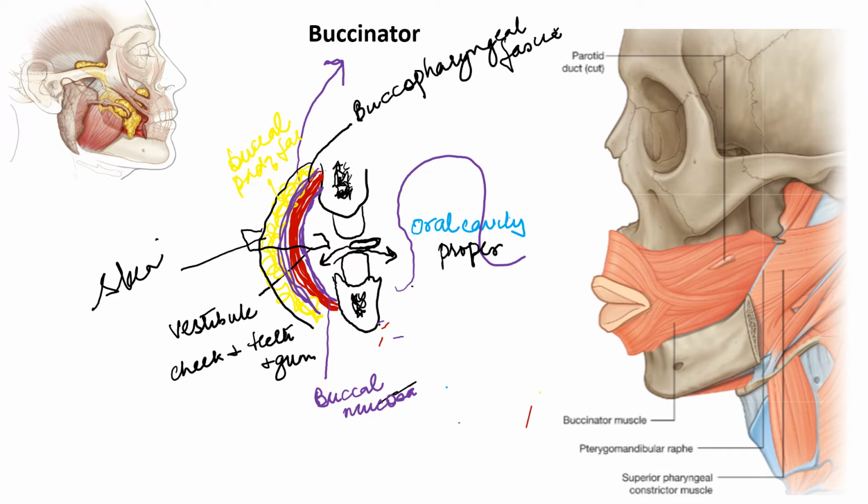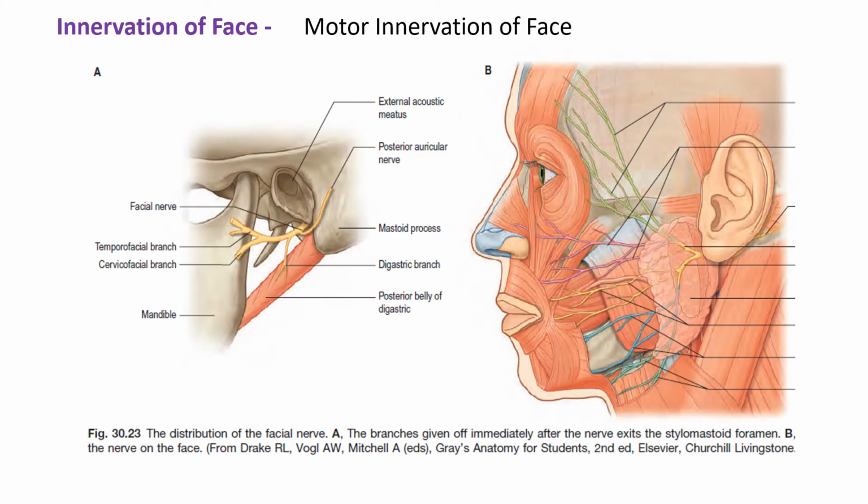So this is the buccinator. This buccinator is supplied by the buccal nerve. Like we discussed in the scalp, the area or the part which we are discussing has to have sensory innervation as well as motor innervation. So we have to discuss the sensory nerve supply as well as motor nerve supply.